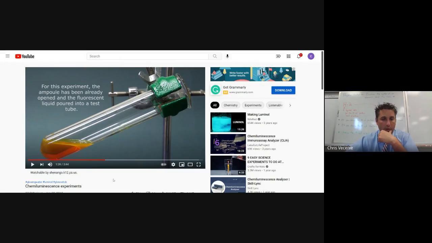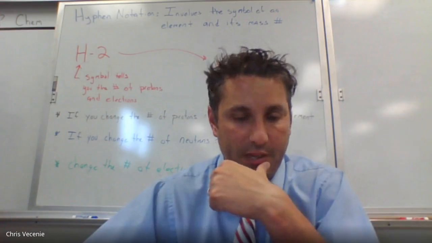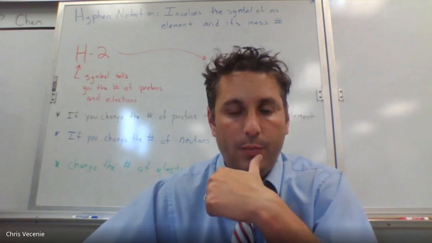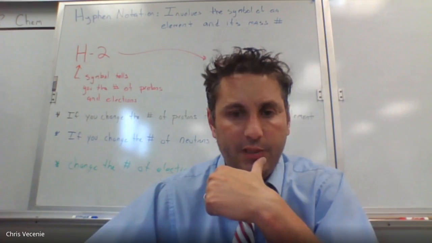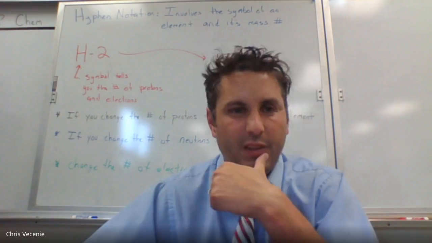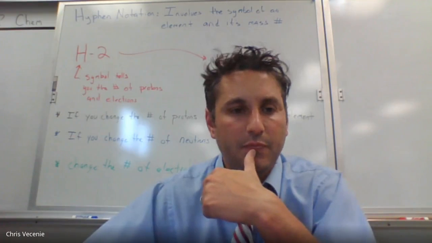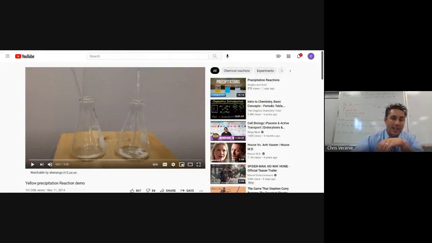The other one I want to show you guys is this formation of a precipitate. If we're going to do that, I am going to share a different tab with you. This is the one I did in class. What you're looking at here is two substances. One of them is potassium iodide, and the other one is lead(II) nitrate.